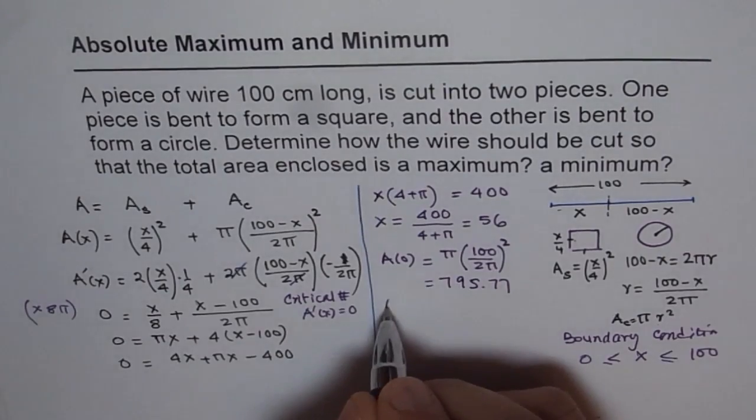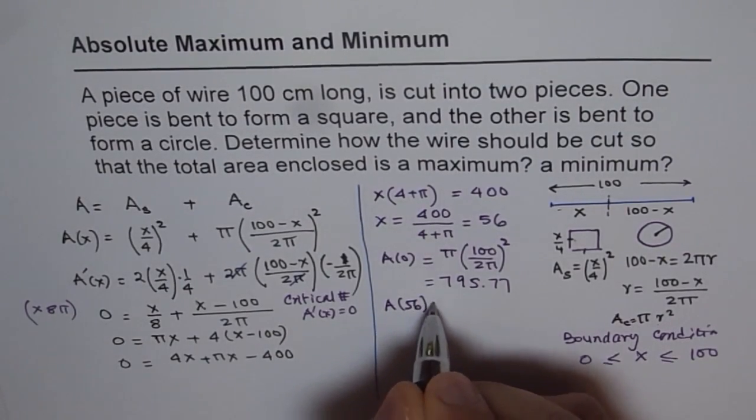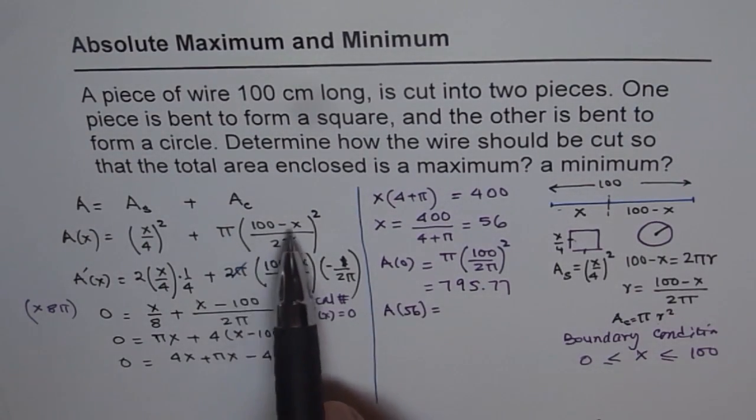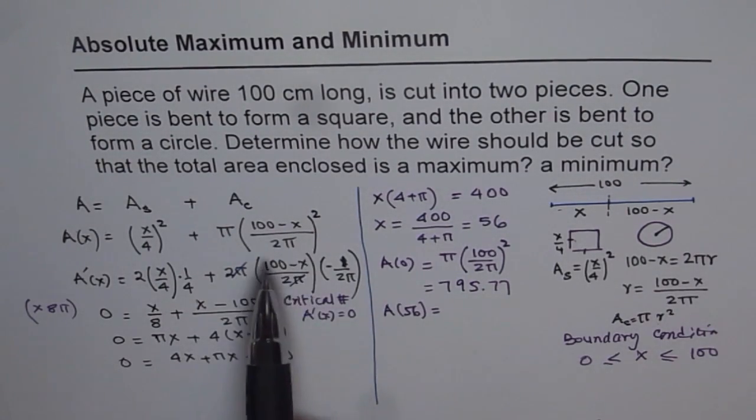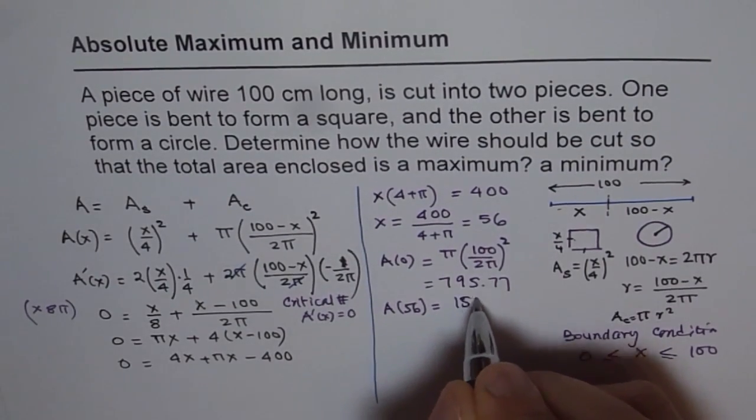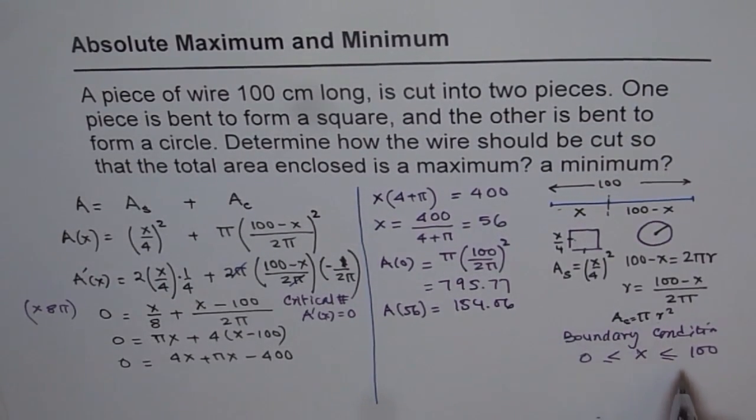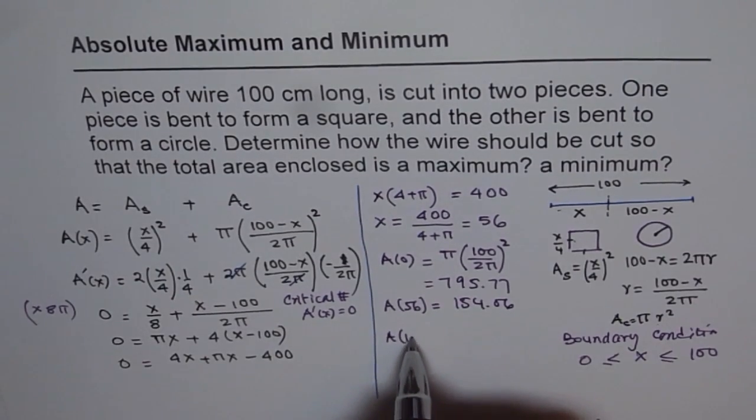Now let's find the value at 56. That is a critical number. So A(56). In this case, we will do 100 minus 56 within the brackets, right? Divide by 2 pi and then square it, correct? So we'll do 100 minus 56, divide by 2 and divide by pi, and then square this number, and then multiply by pi. We get 154.06. So we get 154.06, and then we'll do A at 100.